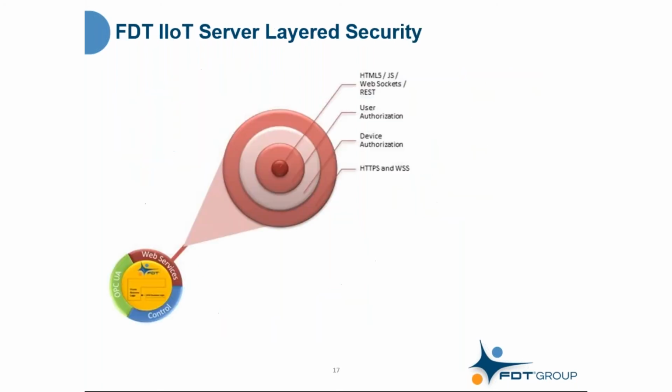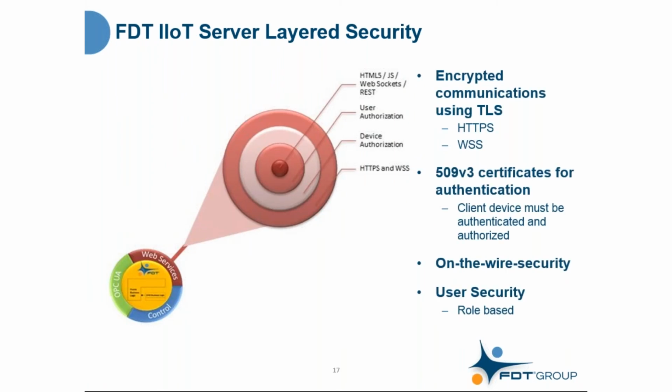From a security perspective, this is a quick look at the security model. We start on the outer layer. The security has TLS underlying it, so it's completely encrypted communications using well-established industry standards of HTTPS and WebSocket Secure. The next layer down, we're able to authenticate devices themselves in the architecture, so not only the users that are on that device, but the device has to be authorized as well. Then we have user authorization, and finally inside of that, the underlying technologies of HTML5, JavaScript, and so on.